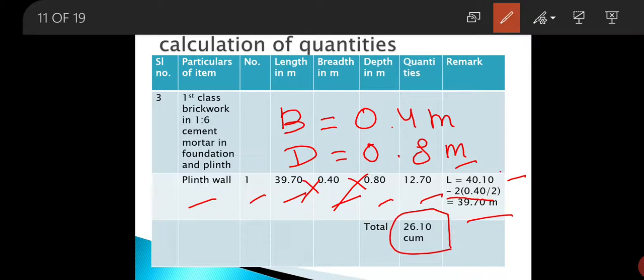So this is all for today's class. In the next class, we will do the same building and calculate the DPC and brickwork in superstructure.